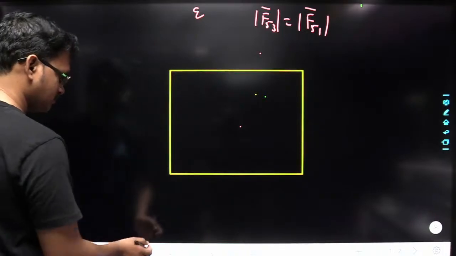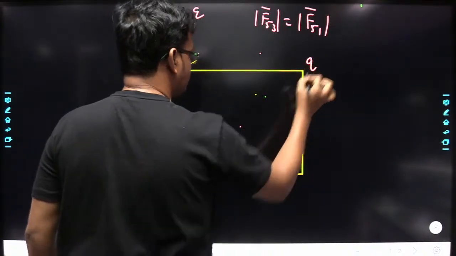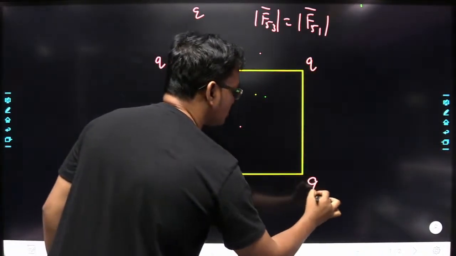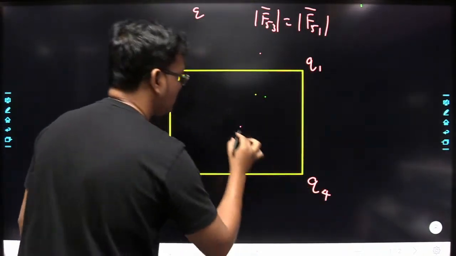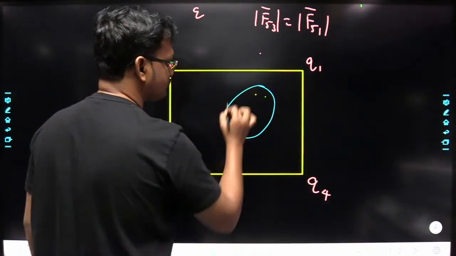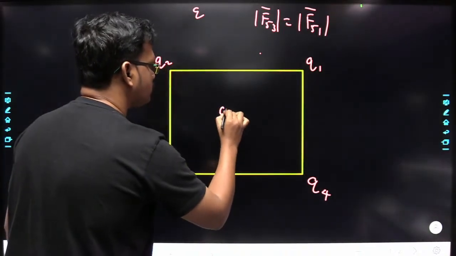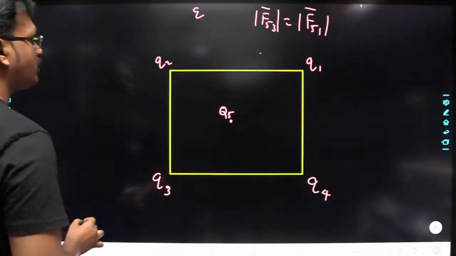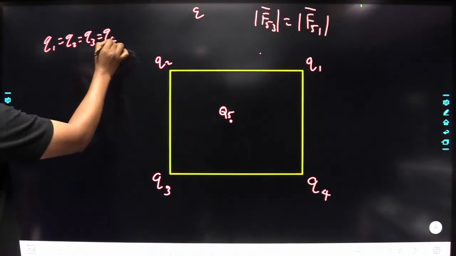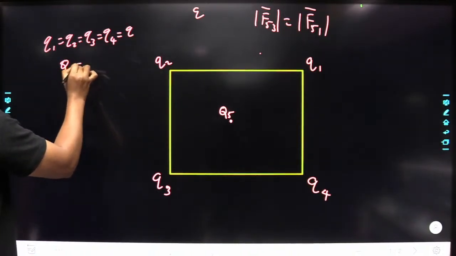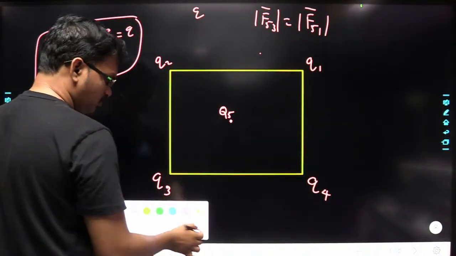Here you have Q, here Q, here Q, here Q. We have named them Q1, Q2, Q3, Q4, and exactly at the center you have Q5, right? I have told that Q1 is equal to Q2 is equal to Q3 is equal to Q4 is equal to Q, and Q5 is equal to capital Q, right? Okay, fine.